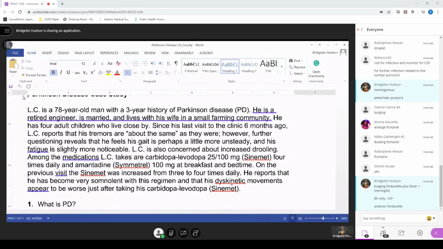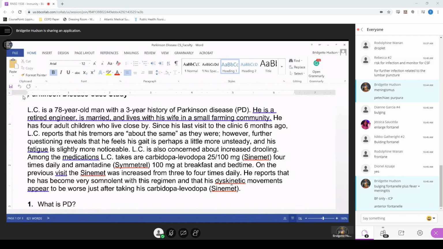Since his last visit to the clinic, he reports tremors are about the same. However, further questioning reveals that he feels his gait is perhaps a little more unsteady and fatigue is slightly more noticeable. He's concerned about the increased drooling. Medications are carbidopa, levodopa, 4 times a day. Then we also have amantadine at breakfast.